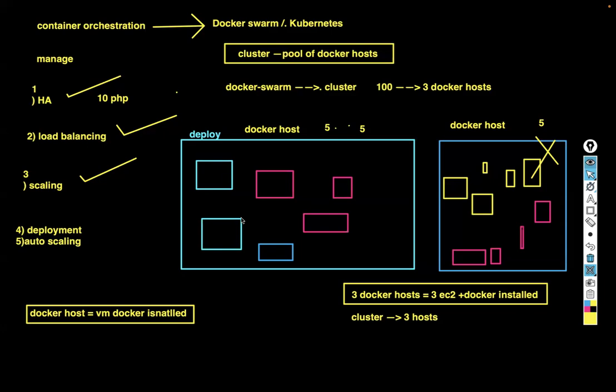Those could be VMs, but not a simple VM. A VM with Docker running. That's why I'm saying pool of Docker hosts. And on those Docker hosts, we'll be deploying our applications. It could be address book or PHP-DB. When you deploy PHP-DB, some PHP will be on the first host, some on the second or third, and so on. They are distributed across the nodes in the cluster.